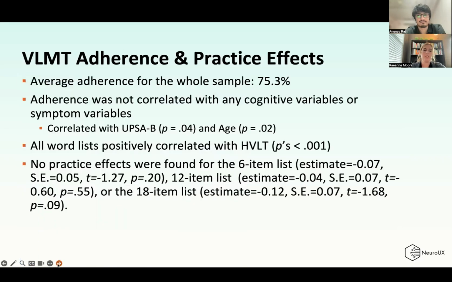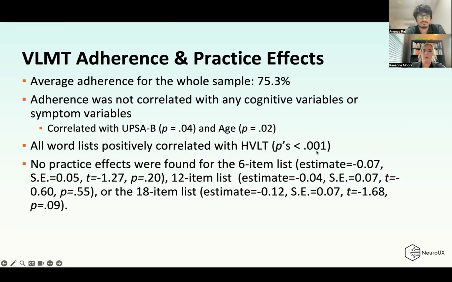And what we found in terms of adherence over the whole sample, we had 75% adherence to the protocol. And this adherence wasn't related to any of the cognitive variables or symptom variables. Interestingly, though, adherence was related to the UPSA-B, which is the UCSD Performance-Based Skills Assessment Brief, which is a test of functional capacity administered in the lab, and it's supposed to get at everyday functioning. And adherence was also correlated with age in this sample.